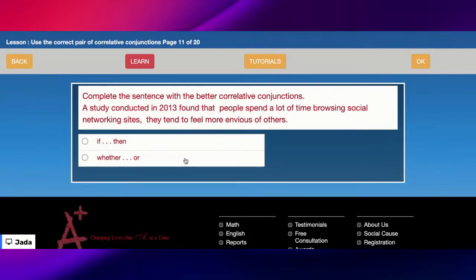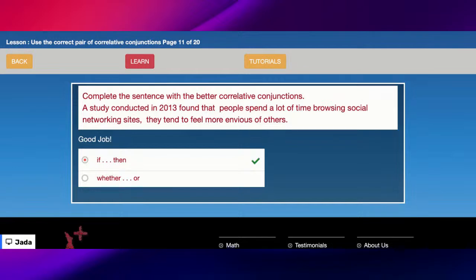A study conducted in 2013 found that dash people spend a lot of time browsing social networking sites, dash they tend to feel more envious of others. So it's like, if people spend a lot of time browsing social networking sites, then they tend to feel more envious. It's the consequence and the condition.